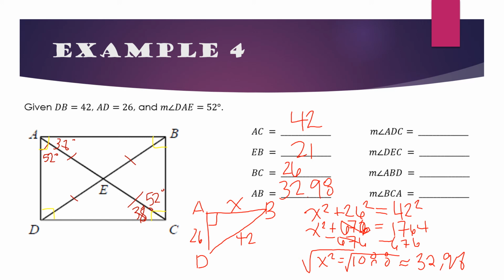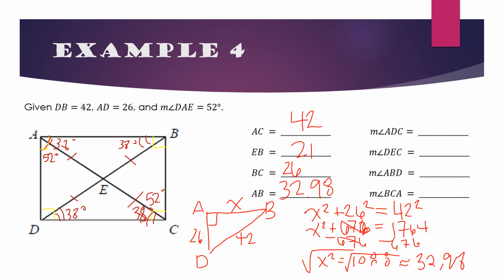The other thing that we have is that because the diagonals are congruent and they bisect each other, it actually creates isosceles triangles within this rectangle. And if they're isosceles triangles, then we know their base angles are going to be congruent. So if AE and EB are congruent, then I know BAE and ABE are congruent, so they're both going to be 38 degrees. And likewise, ECD and EDC are going to be 38 degrees.